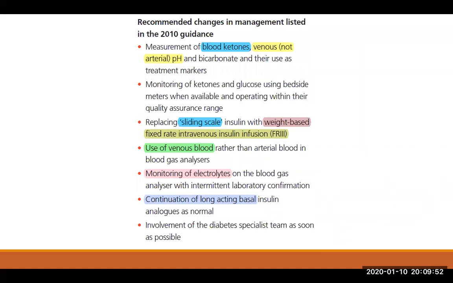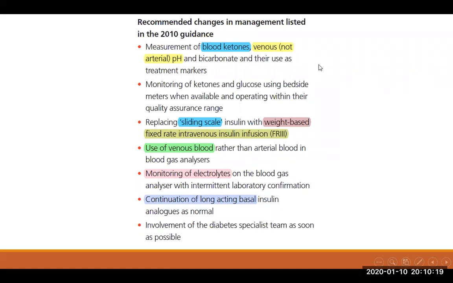We will repeat a lot of data more than one time, because in every guideline they mention, in the beginning, a summary of the guideline, then they go to the details. So we will discuss it more than one time. The first thing you must know is that the measurement of blood ketone is mandatory.